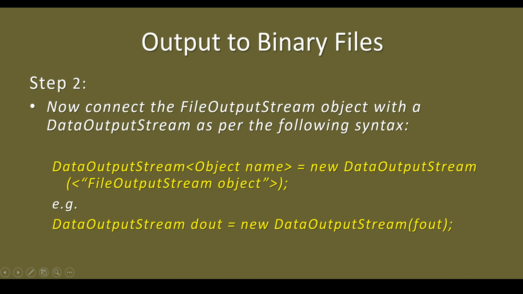Now, step 2: connect the file output stream object with the data output stream as per the following syntax. Same as in the previous videos, where you created one object and then connected it to another object, here also you are going to do that, but you are going to connect it to data output stream. The syntax is data output stream object name equal to new data output stream, and within the parenthesis you have to write the object, that is the file output stream object. Example: data output stream dout equal to new data output stream, and the first created object, the file output stream object, has to be written here: fout.